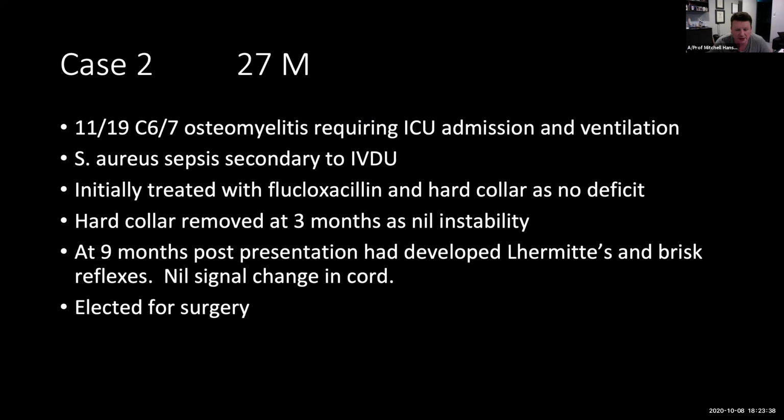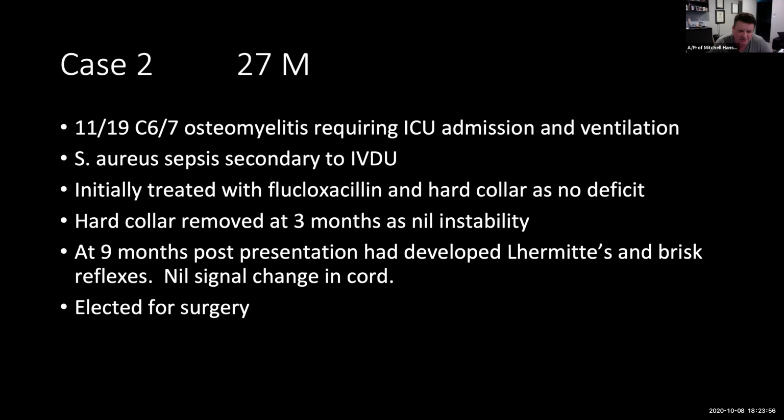So he did well and left hospital. I elected to keep him in the hard collar, which we removed at 3 months as he had no instability. We continued to follow him up as he was young, and I thought that he would come into trouble.